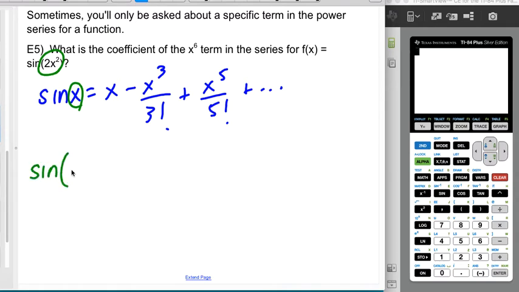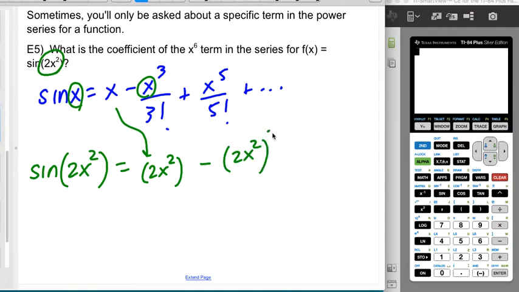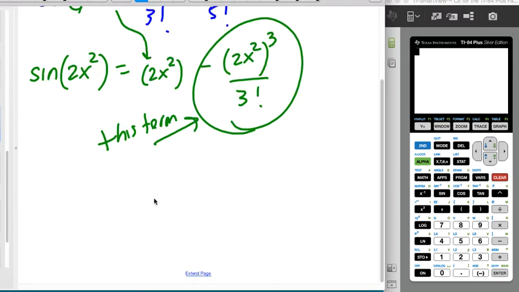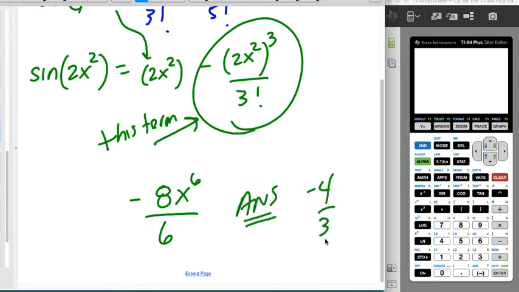So sine of 2x squared is going to be, instead of an x, a 2x squared, minus, instead of an x, a 2x squared to the 3rd over 3 factorial. Well, this is the term they're talking about because they want x to the 6th. So it's this term. You're asked, what's the coefficient? Well, this thing's cubed, so that's going to be negative 2 cubed, which is 8, x to the 6th over 6. So the answer is negative 4/3. That's the coefficient of the term.